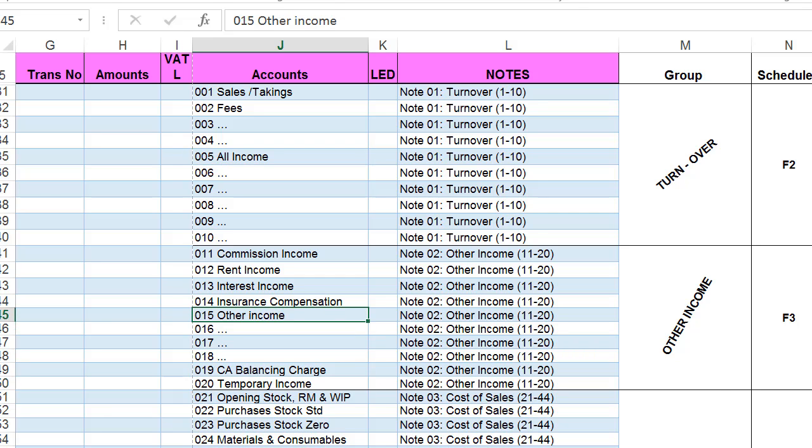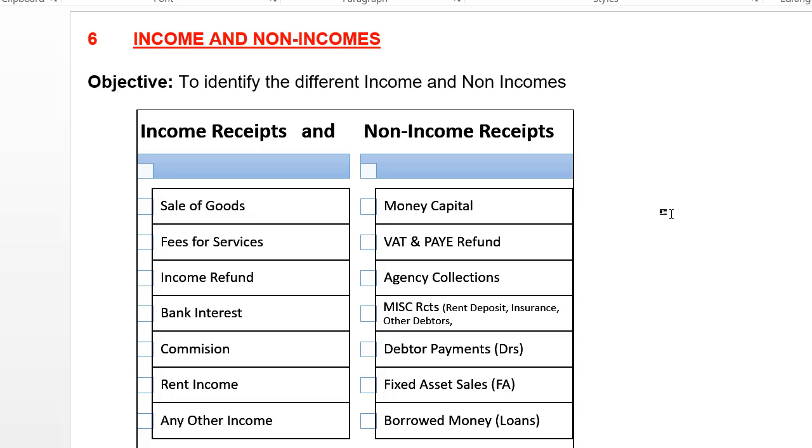Well, that brings us to the end of this session where we briefly looked at the differentiation between incomes and non-incomes. Thank you.